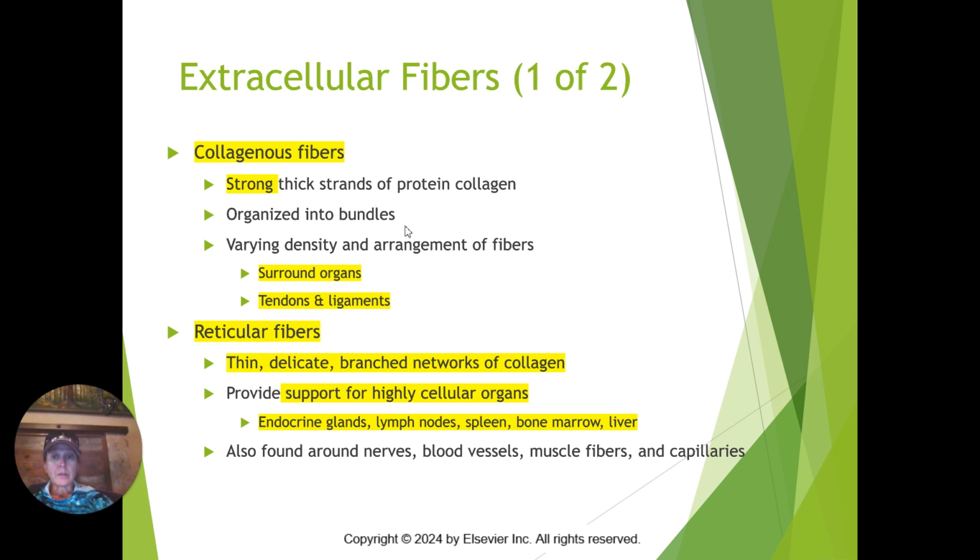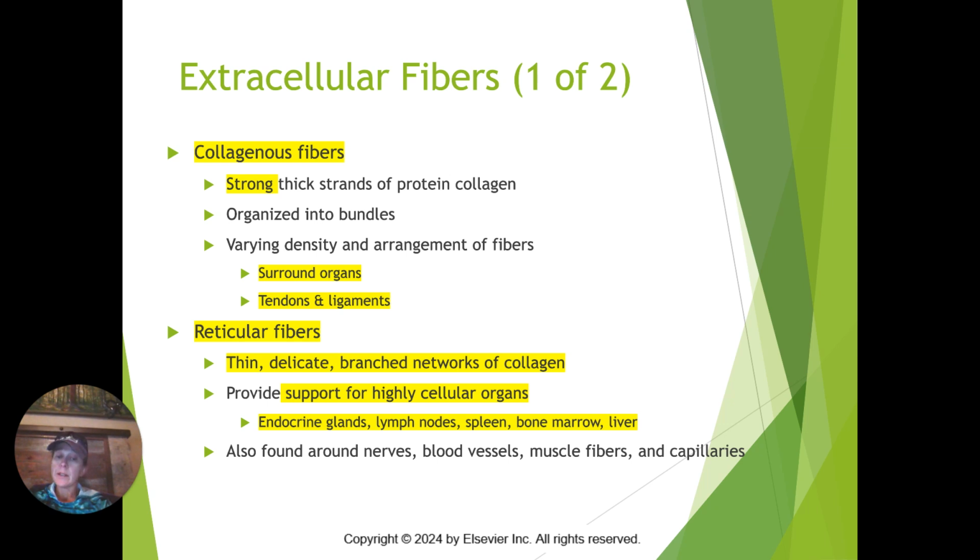They're organized into bundles. They have varying densities and varying arrangements depending on where the collagenous fibers are, and they often surround our organs. So tendons and ligaments predominantly are made up of collagenous fibers. Now you can also have what are called reticular fibers, and reticular fibers are much more fragile. They're thin, they're delicate, they're branching little networks of collagen, and in general, they help provide the structure for highly cellular organs like the lymph nodes and the spleen and the liver.